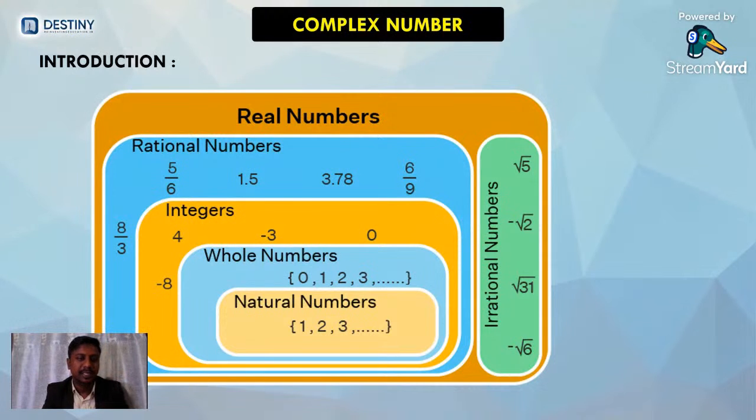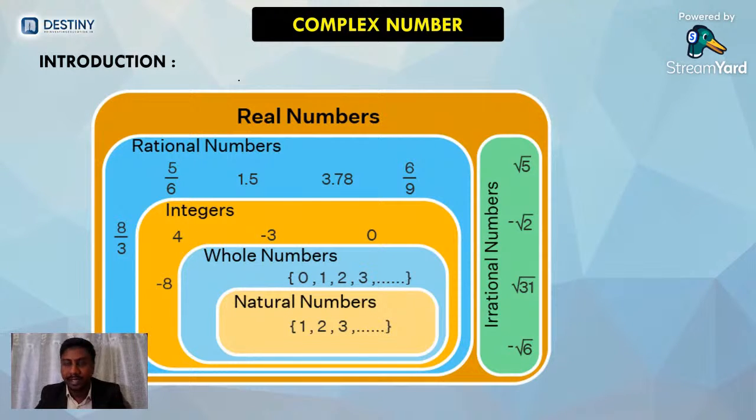Till now we have learned about natural numbers, whole numbers, integers, everything we've learned in our previous class. Now we are going to learn a new term called complex number. Rational numbers, irrational numbers, these things we have learned in our previous class itself. Now we are going to learn a new kind of number, that is called complex number.